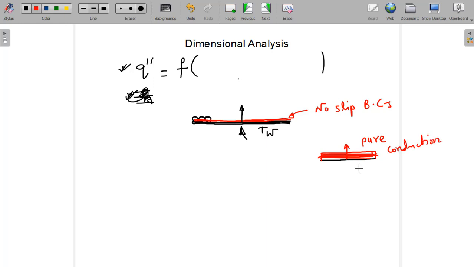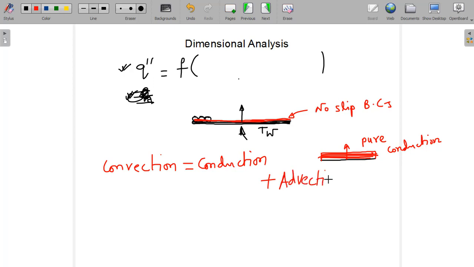If there is no motion, there is no question of convection, because we know that convection is nothing but conduction as well as advection. So conduction plus advection, if you combine, you will get what is called convection.